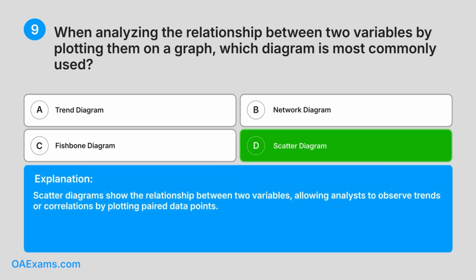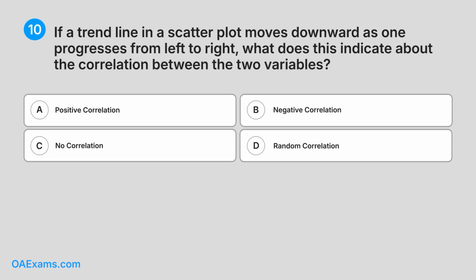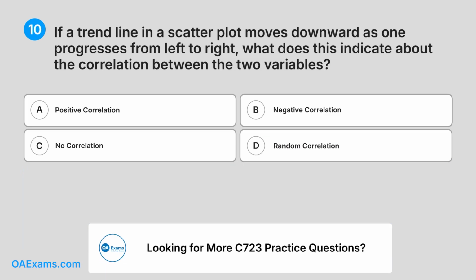Explanation. Scatter diagrams show the relationship between two variables, allowing analysts to observe trends or correlations by plotting paired data points.